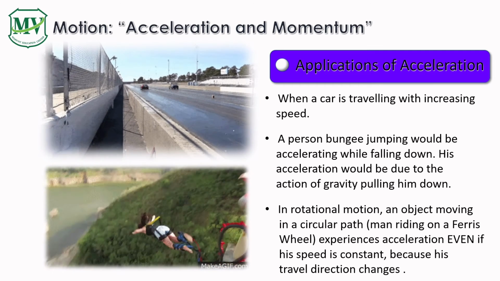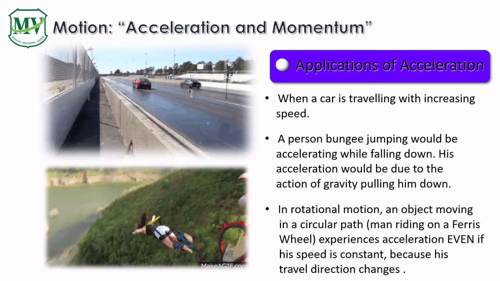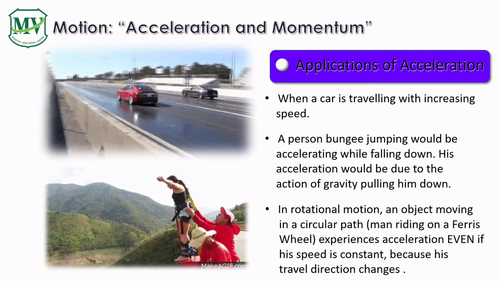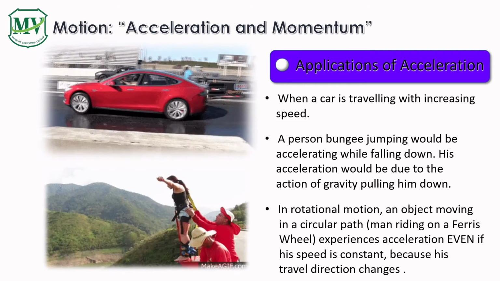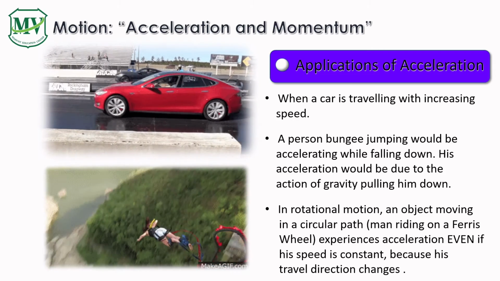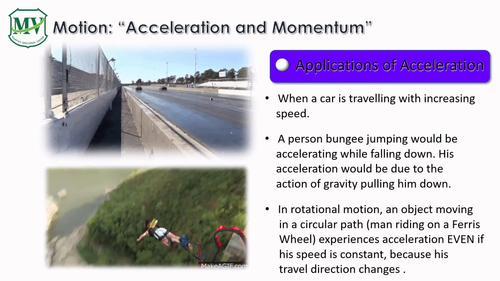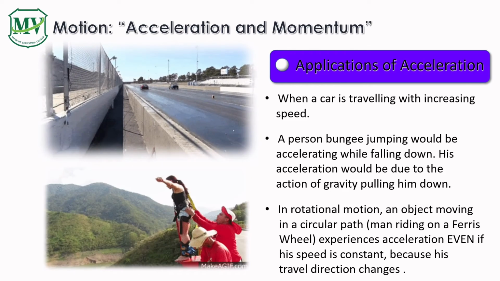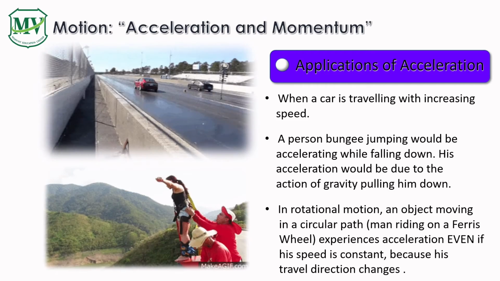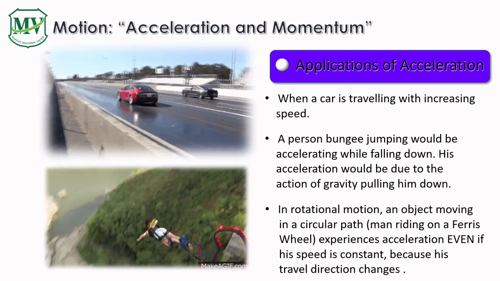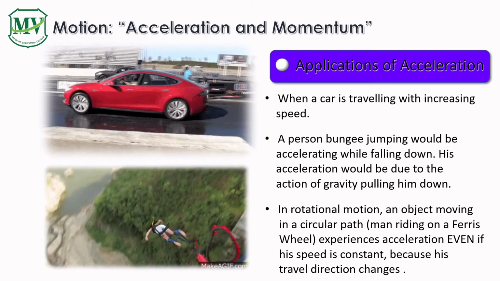Now the following would show how acceleration affects us in the real world. Take a look at these speeding cars. If the speed is increasing, the car has positive acceleration. When the car slows down, the speed decreases and is termed as negative acceleration. Now, in both cases, the car is accelerating, but one acceleration is positive and the other negative.